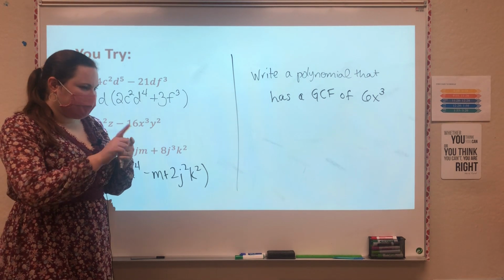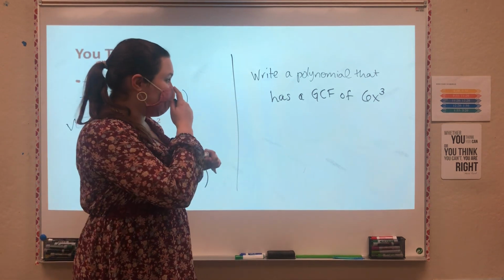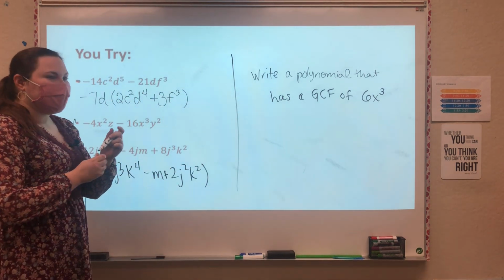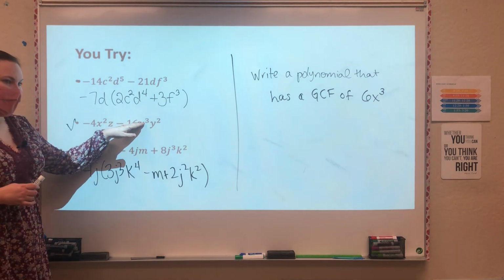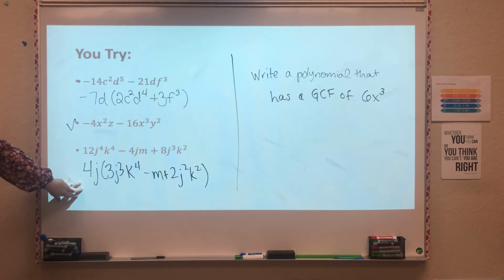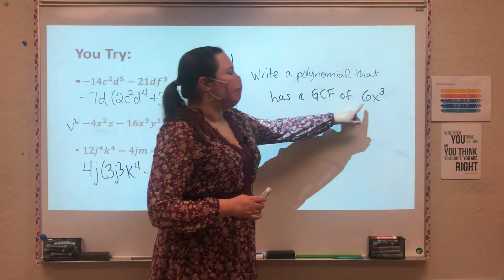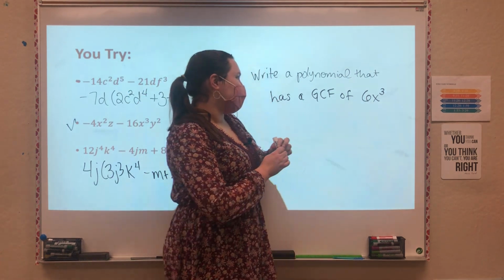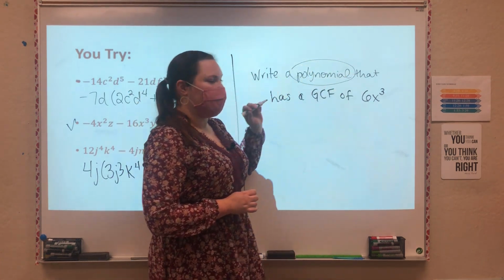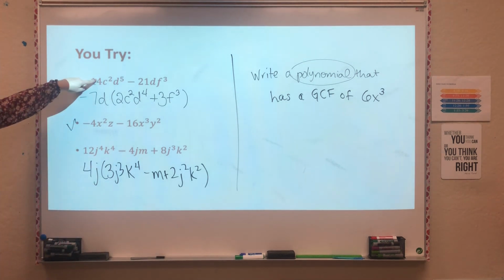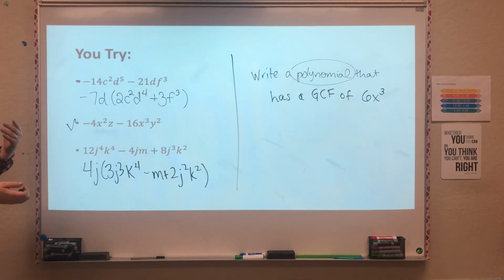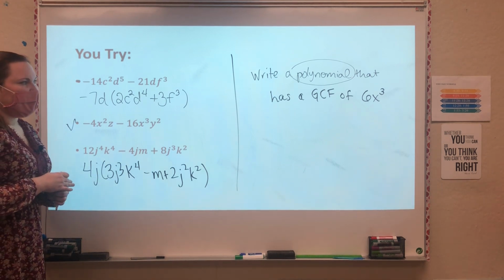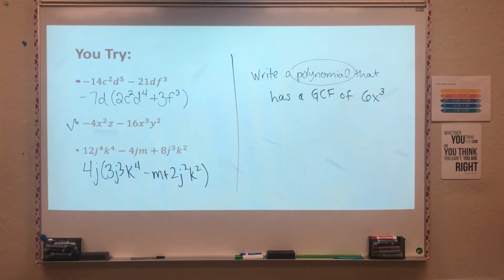Instead of ending with that question, I want to end with this question here. It's kind of changing what we're doing. Instead of me giving you a polynomial and asking you to factor it, I am giving you what I want the greatest common factor to be, and I'm asking you to write a polynomial. So your answer is going to look like one of these here. It's like doing the opposite of these problems. Tell me what you're thinking. How would you approach that problem?